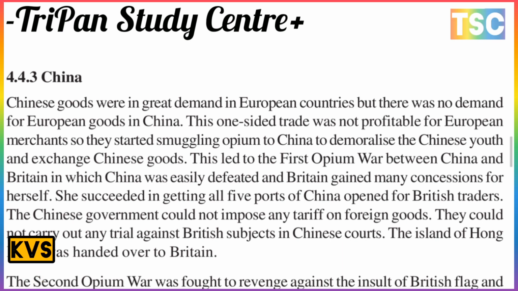This led to the first Opium War between China and Britain, in which China was easily defeated and Britain gained many consequences for herself. She succeeded in getting five ports of China opened for British trade. The Chinese government could not impose any tariff on foreign goods, and could not carry out any trade against British subjects in Chinese courts. The island of Hong Kong was handed over to Britain.